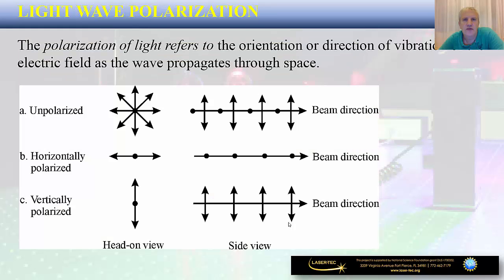Another important property of the wave behavior of light is so-called polarization. When we talk about polarization, we are talking about the orientation or direction of vibration of the electric field as the wave propagates through space. We can have so-called unpolarized light, and we can have horizontally or vertically polarized light, which are in general summarized as linearly polarized light. So what we are trying to analyze here is how the light vibrates or oscillates in time. In other words, we are trying to establish the planes of vibration of the electric field in an electromagnetic wave.